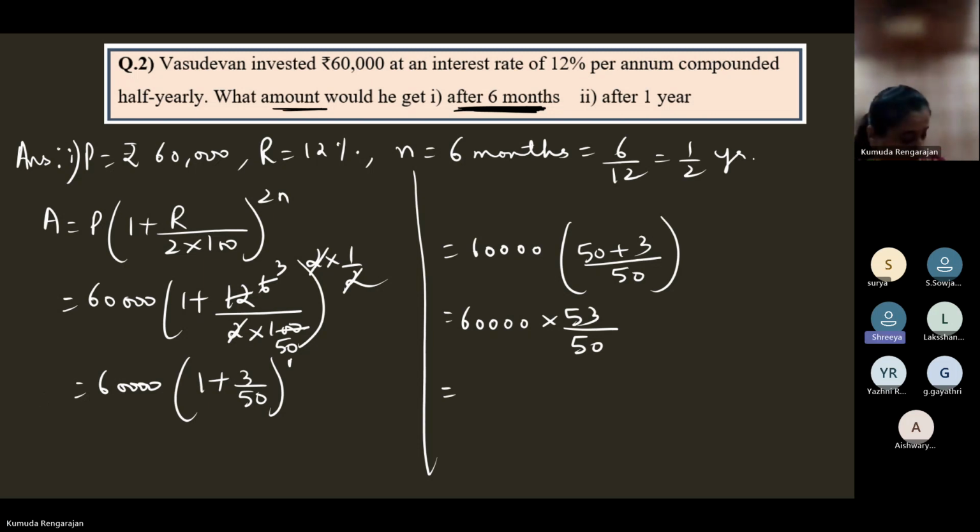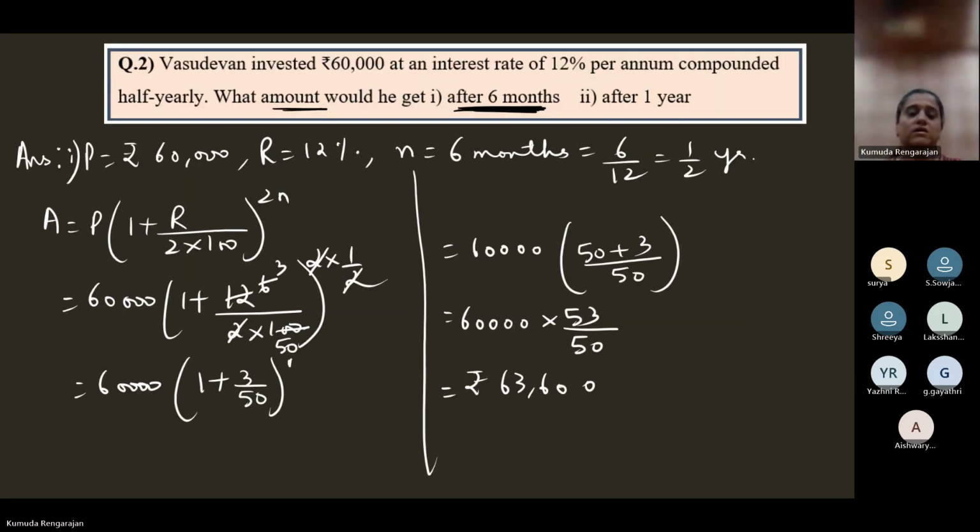I got the answer, ma'am. Yeah, tell me. 63,600. Correct, 63,600 is correct. So Vasudevan would get 63,600 after 6 months.